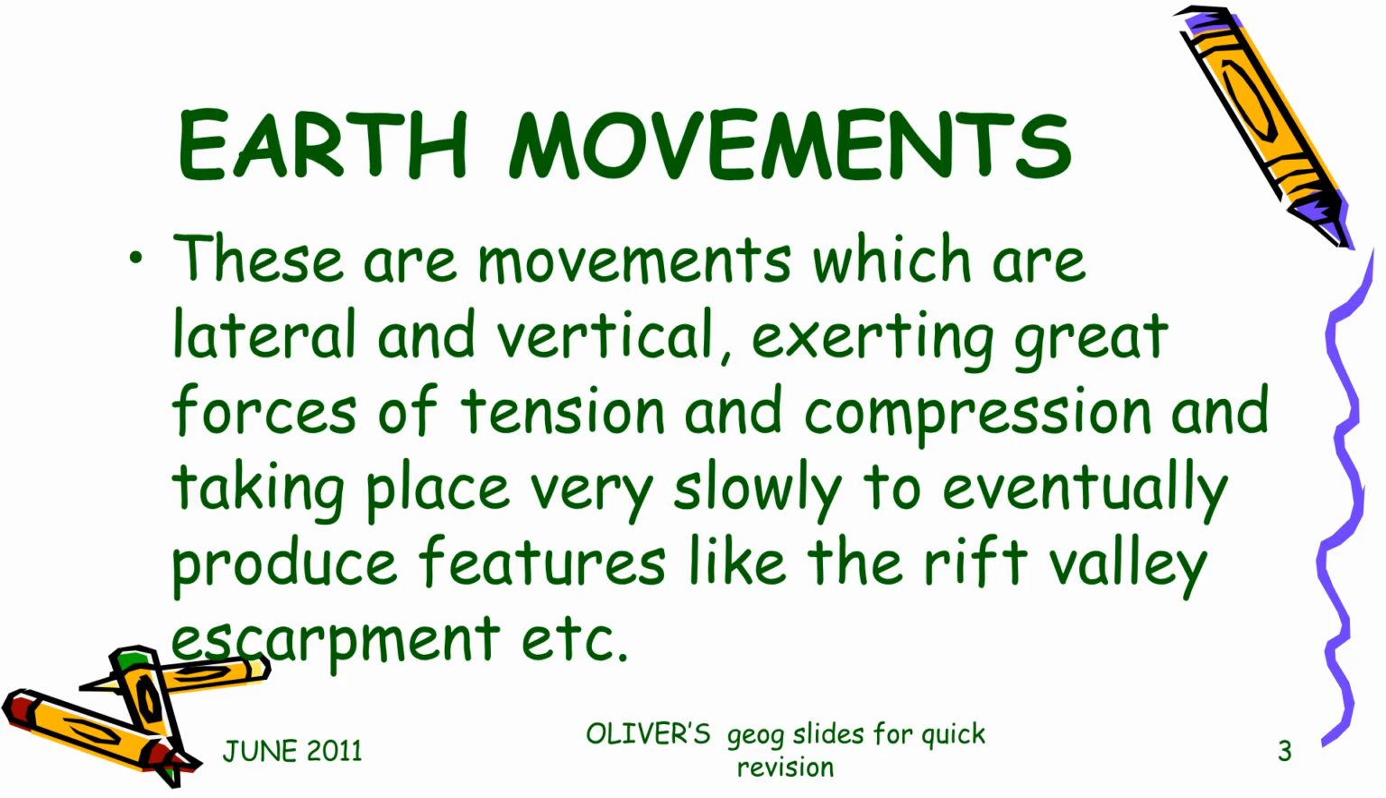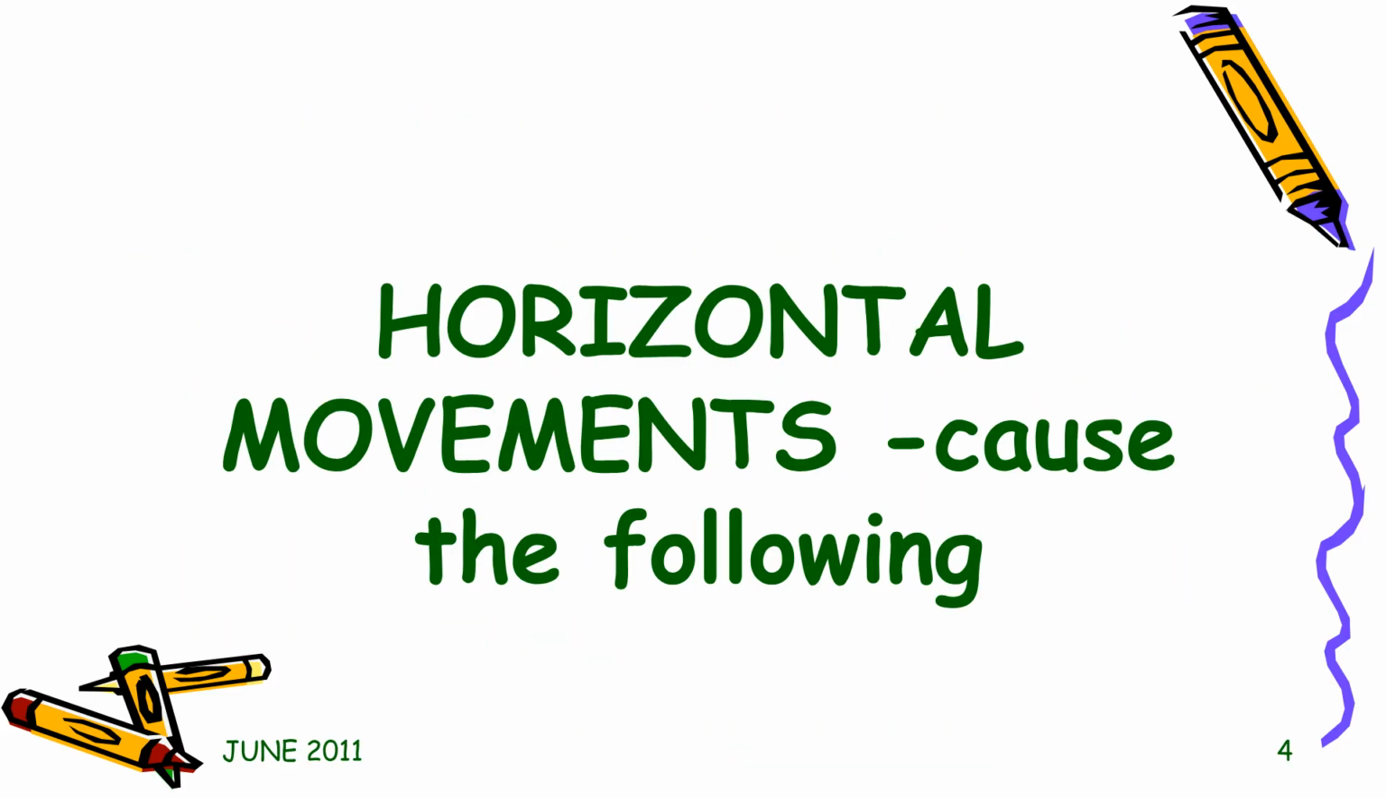We begin with a revision of the internal landforming processes. Earth movements are defined as lateral and vertical movements. They exert great forces of tension and compression, slowly producing features like the Rift Valley and escarpment. Horizontal movements cause several effects, which we will examine next.